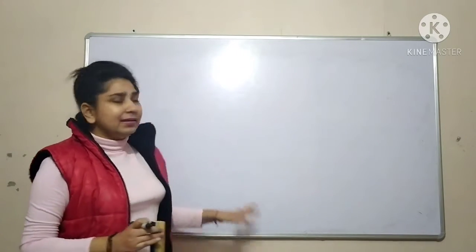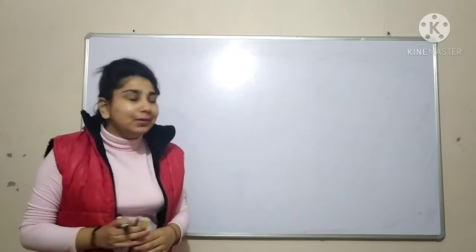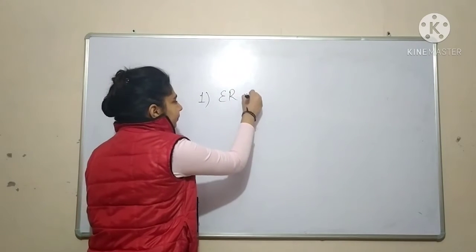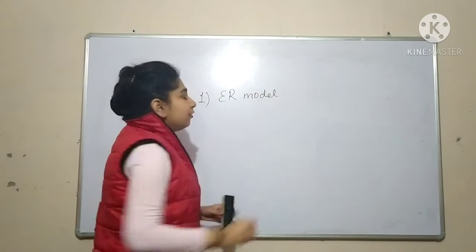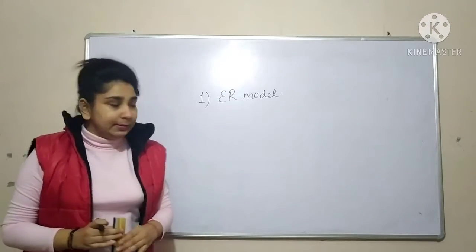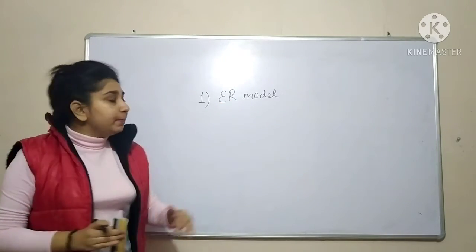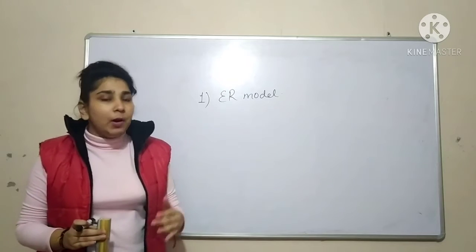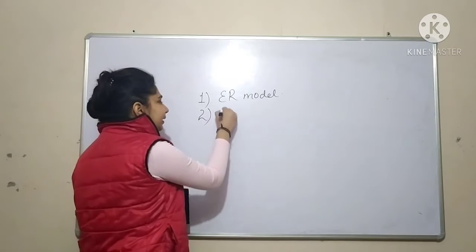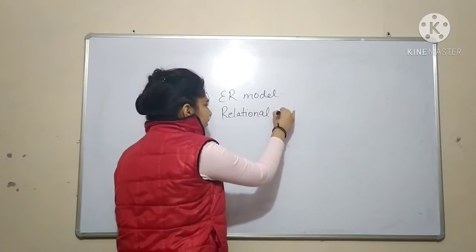So what are the things we need to take care of when we have to design our database? The first thing is the ER model. Firstly, we will be designing the entity relationship model. After making the flow diagram of your software project, what will we do later? We will be converting this ER model into the relational model.